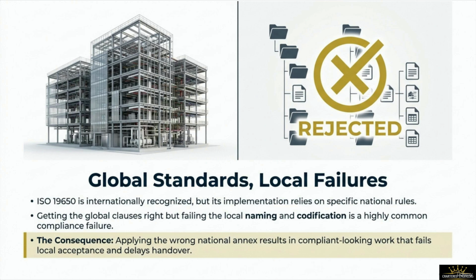While ISO 19650 is universally recognized as the premier global benchmark for information management, its practical execution relies heavily on specific localized national rules. A highly frequent compliance failure occurs when an engineering team perfectly follows the high-level global clauses, but fails to adapt to the local naming, classification, and codification systems required by the client's country. The commercial consequence of this error is severe. Applying the wrong national annex results in beautiful, compliant-looking work that completely fails local database acceptance, which ultimately delays handover and ties up capital. To navigate this structural challenge safely, we must follow a clear learning roadmap.